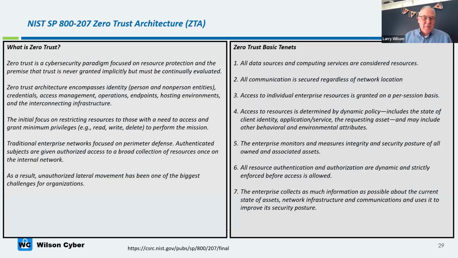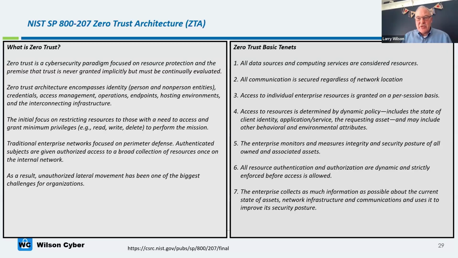So I like to start with zero trust because I don't want people to forget about this. Zero trust is a paradigm focused on resource protection, the premise that trust is never granted implicitly, it must be continually evaluated. Architecture encompasses identity, the person and non-person identity, the credentials, access management, operations, endpoint, hosting environment, and interconnecting infrastructure. The focus is on restricting resources to those that have a need to access and granting the minimum privileges, read, write, delete, to perform the mission.